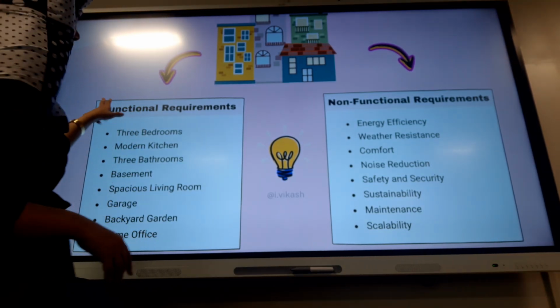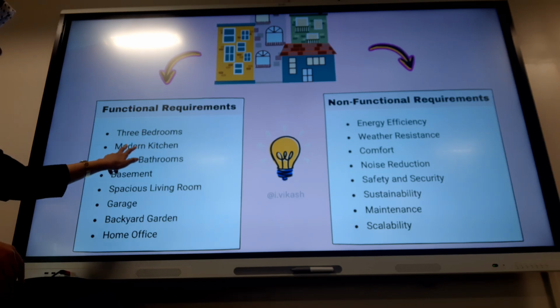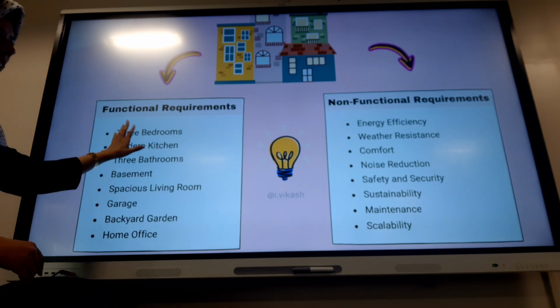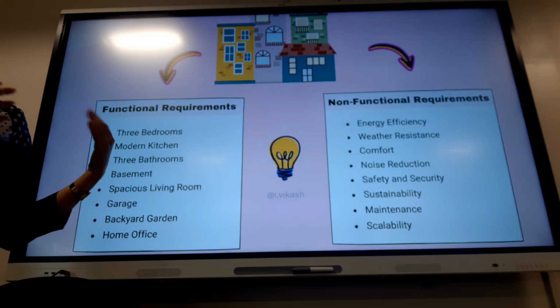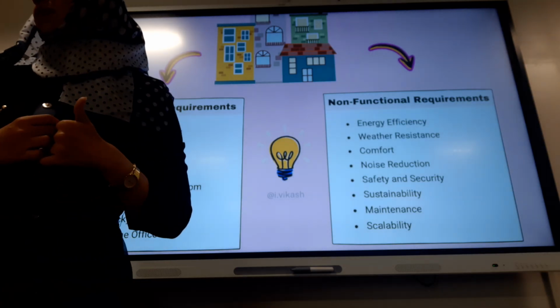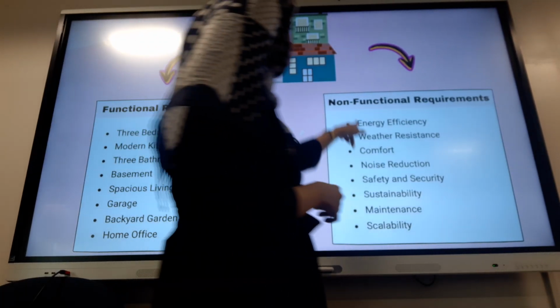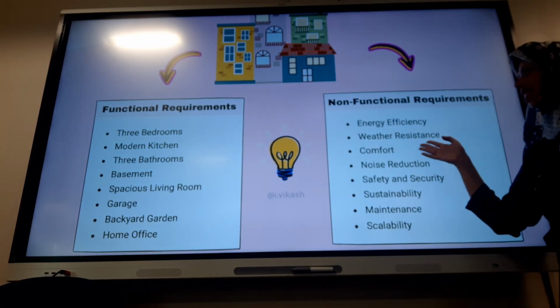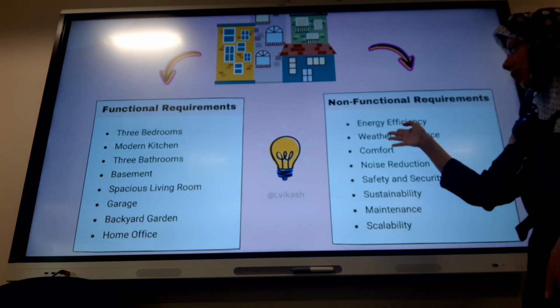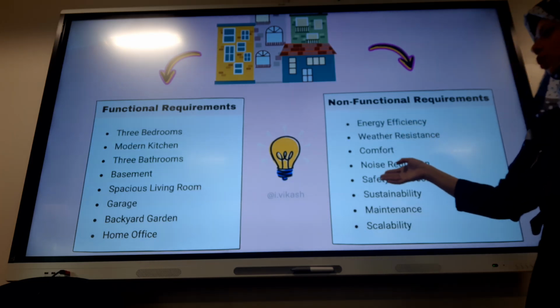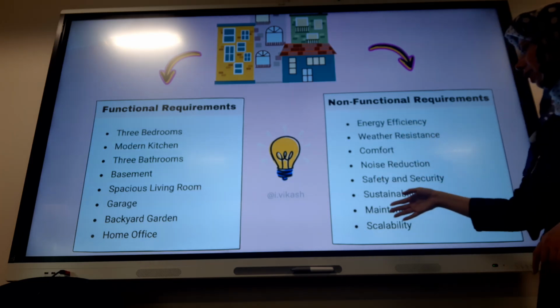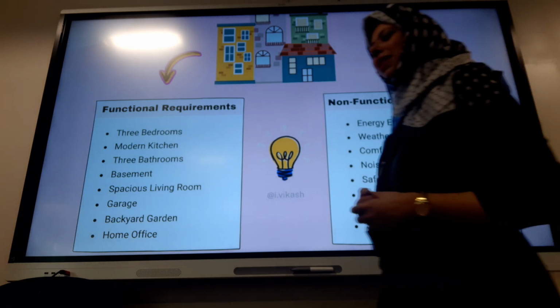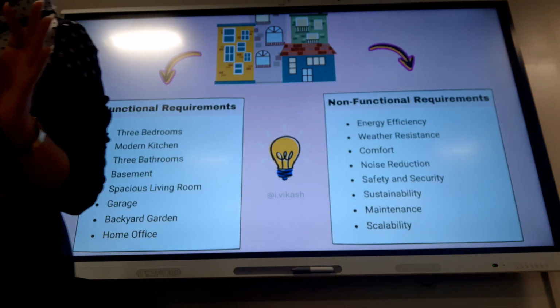So of course I can look into, let's say, the bedrooms, the kitchen, the bathroom. I can put a list of requirements under each of these rooms, right? I can do the same here for non-functional requirements, as you mentioned, weather resistance. I can look for energy efficiency, comfort, noise reduction, safety, security, sustainability, scalability, maintainability, any of these.